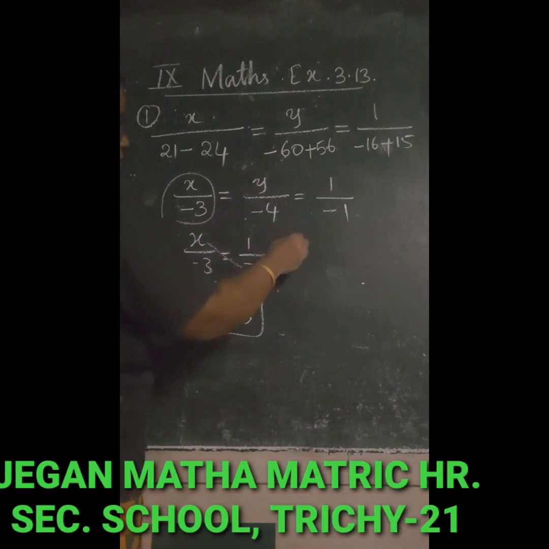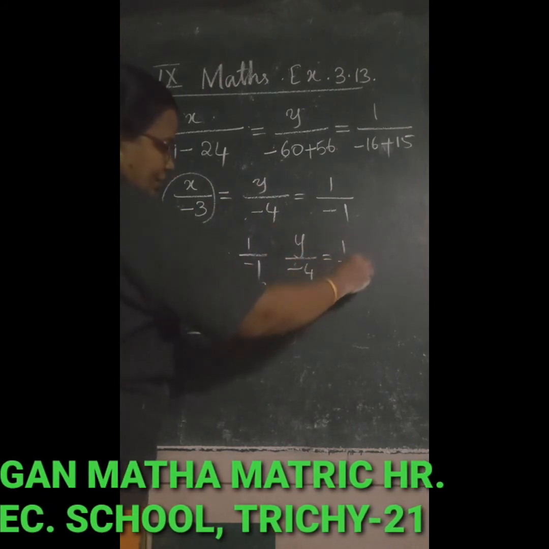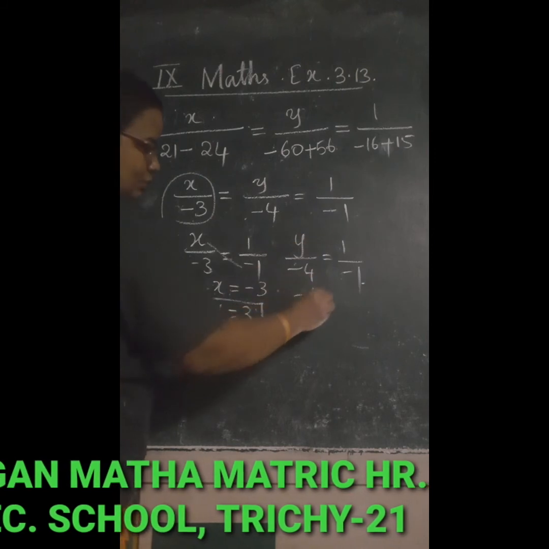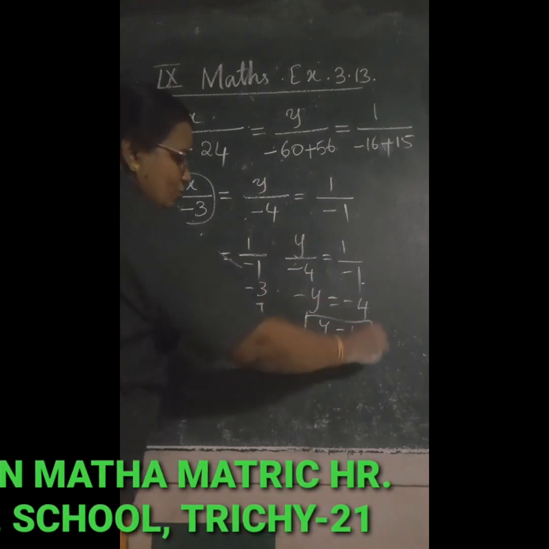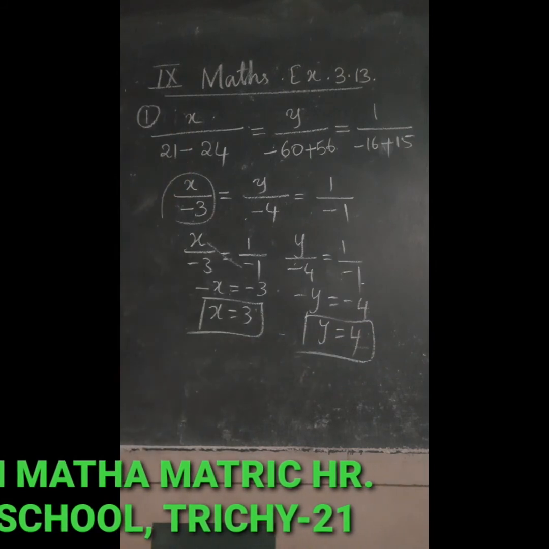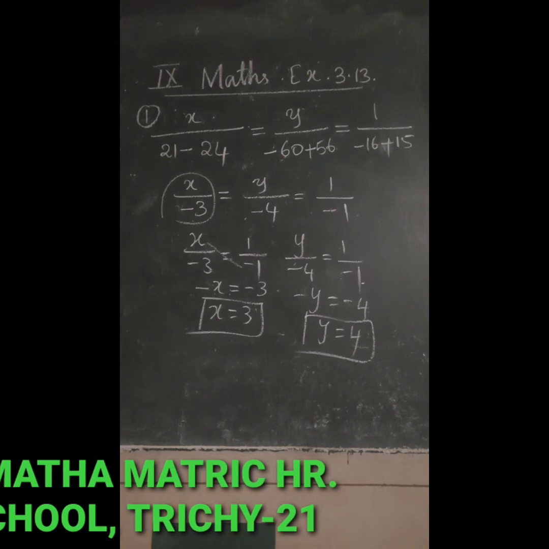Next we have to compare y by minus 4 is equal to 1 by minus 1. Cross multiply: minus y is equal to minus 4, so y is equal to 4. So what are the values of x and y? That is x is equal to 3 and y is equal to 4.